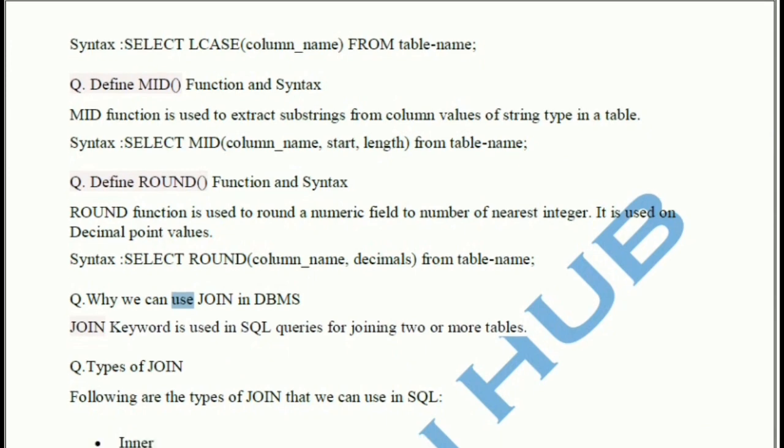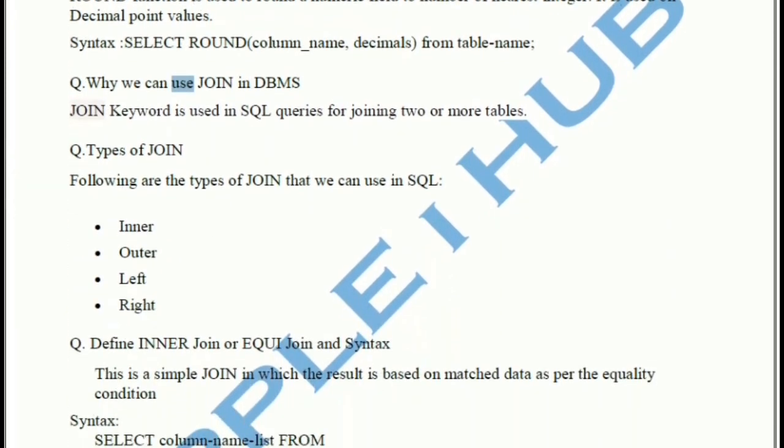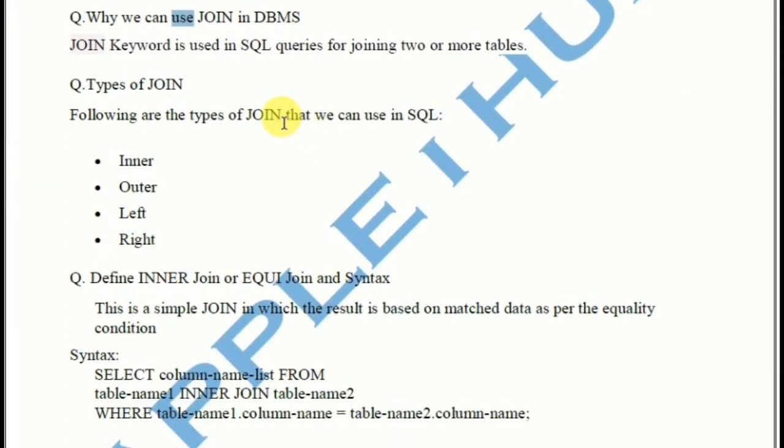One more question is join. Why can you go for join? The join keyword is used to join two or more tables. How many types of joins do we have? Inner, outer, left and right.